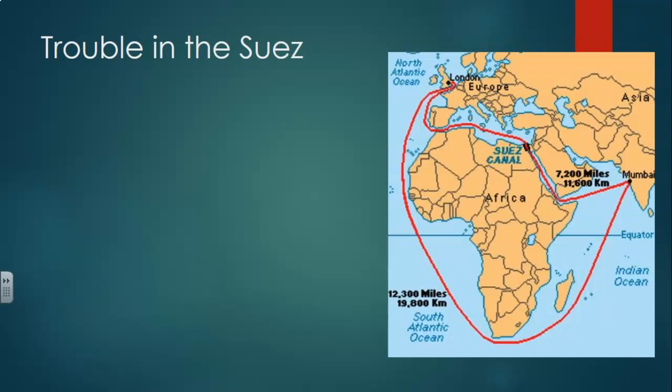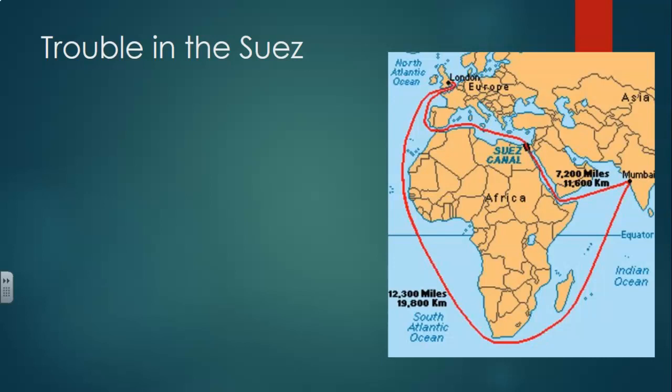Now, this is important because it dramatically shortens the shipping route from Asia to Europe. Okay, you can see this right through here. It's going to be 7,200 miles from Mumbai to London with the Suez Canal. Without it, it's going to be 12,300 miles. So roughly about double the distance.